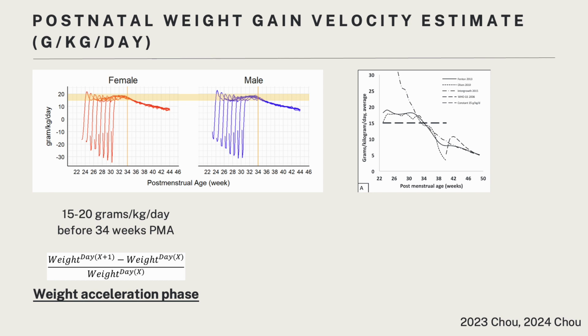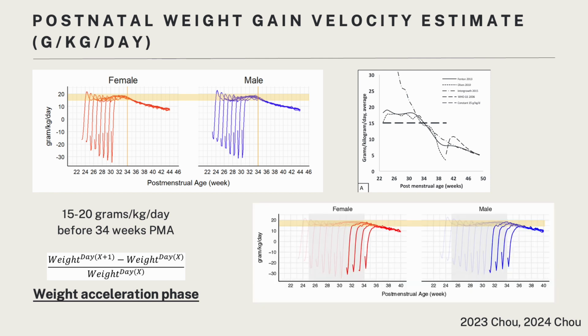We named this phase weight acceleration phase because the weight gain velocity is a function of the current weight. Interestingly, in the later gestational age groups, if the initial weight loss phase ends after 34 weeks postmenstrual age, the weight acceleration phase seems to be skipped. The weight velocity curve joins the third phase. So how is the third phase defined?